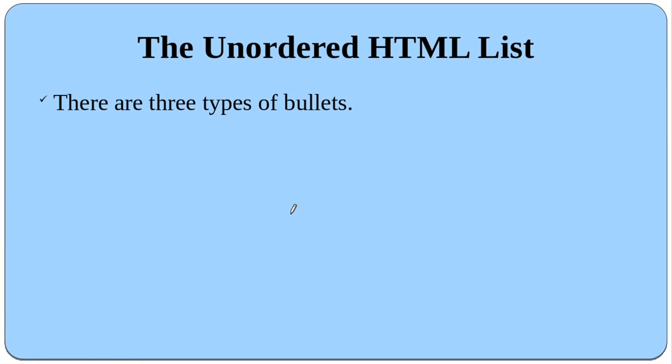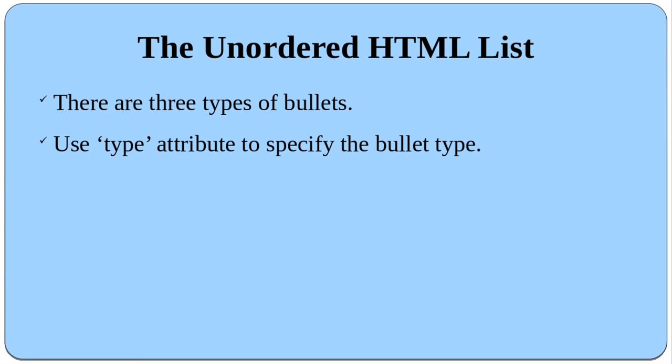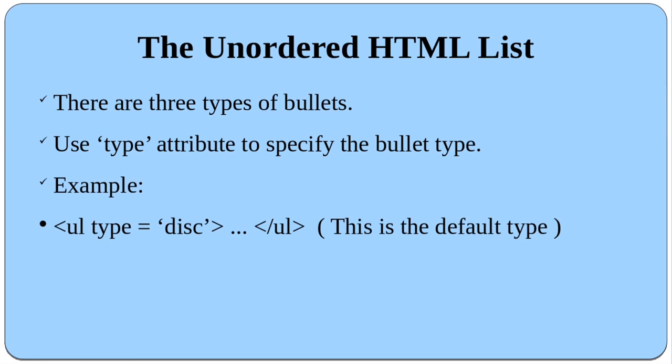In HTML, there are 3 types of bullets we can make use of in order to implement an unordered HTML list. We need to use the type attribute to specify the bullet type. For example, UL type equals disk. Disk means small black circle. You write it within single quotes or double quotes. Then the list items are marked with small black circles. This is also the default type.